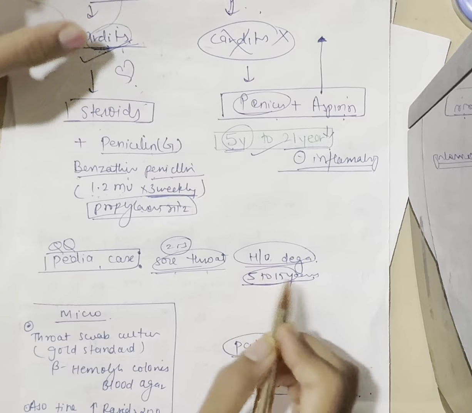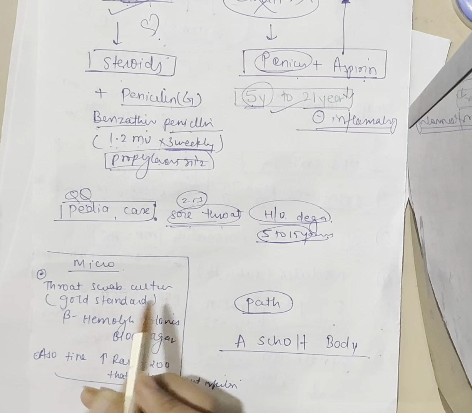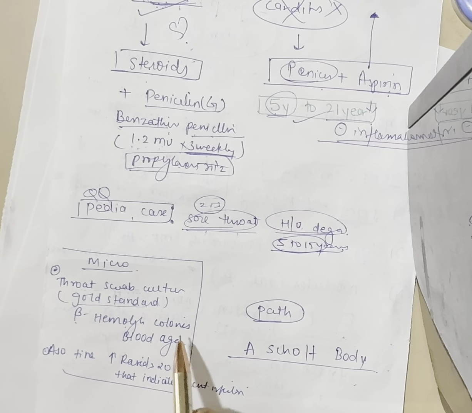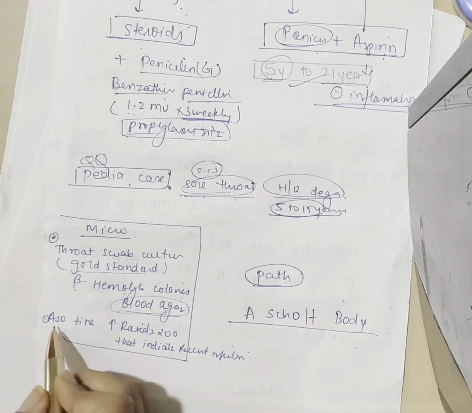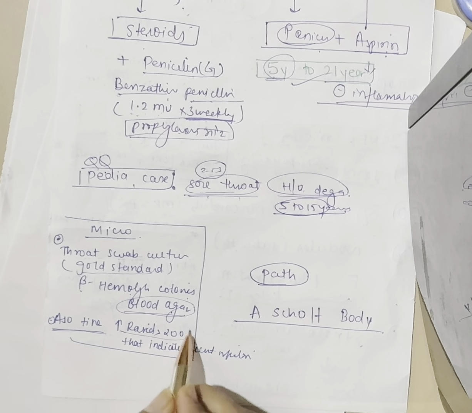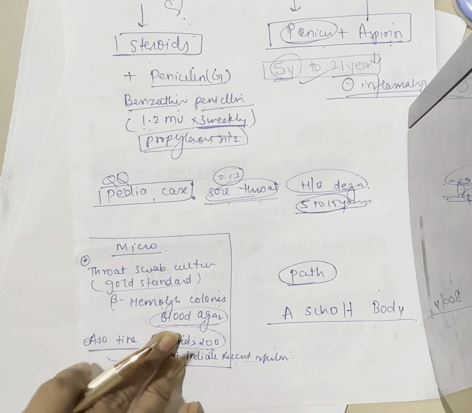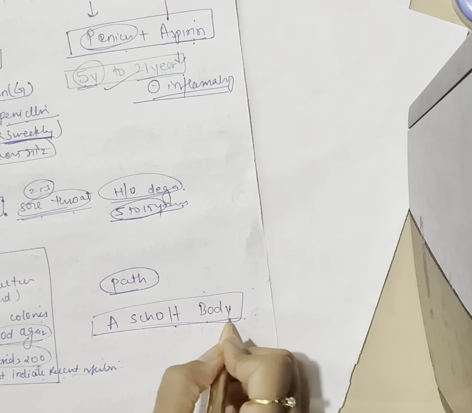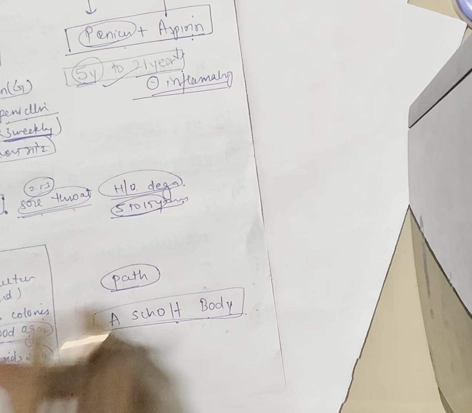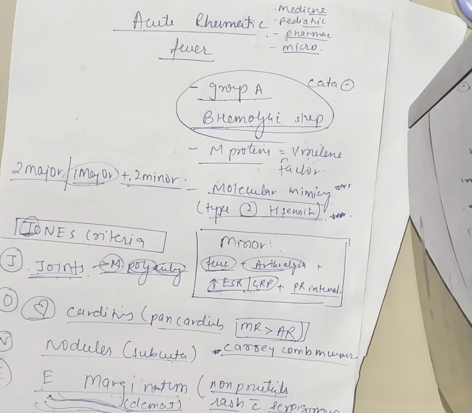A sore throat history will be given. If microbiology is asked, there is nothing much to do: a throat swab is the gold standard, and beta hemolytic colonies will appear on blood agar. I'll put this photo in my video. After that, do an ASO titer, which is raised, more than 200. A raised ASO titer of more than 200 indicates recent infection. Then in pathology, I'll put an image showing the presence of Aschoff bodies. There is a presence of Aschoff bodies in acute rheumatic fever. I'll place the image. Thank you so much for listening to me, and bye bye.